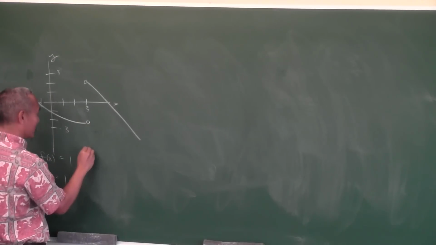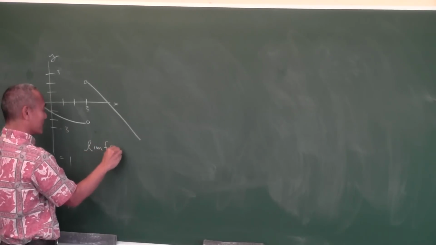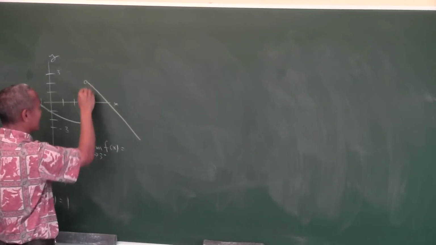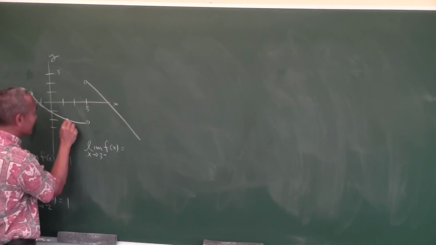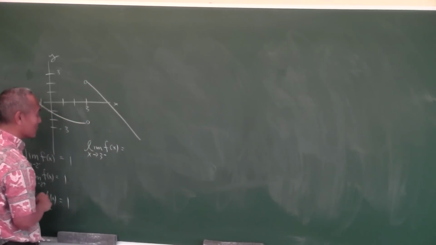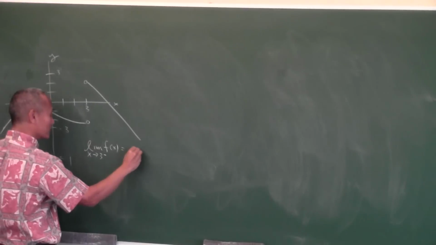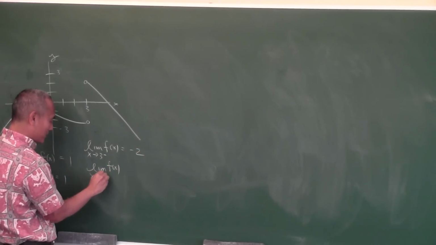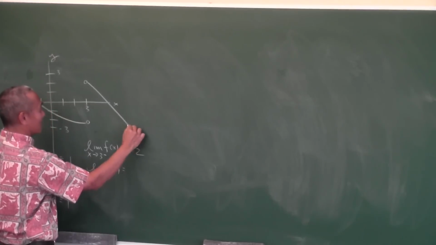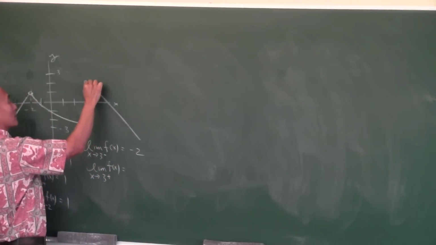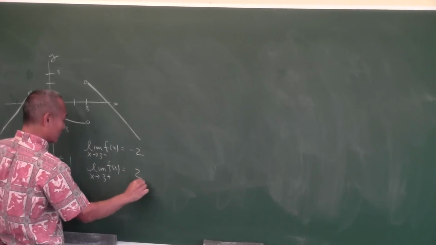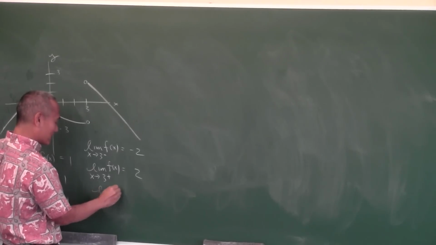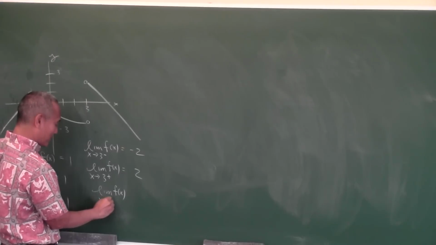Okay, now let's move on over here. What's the limit of this function as x approaches 3 from the left side? Okay, here's x equal 3. Coming from the left, the y coordinates are getting closer to what? -2. What is the limit of this function as x approaches 3 from the right side? Okay, now coming from the right side, the y coordinates are getting closer to +2. So this is the left-hand limit, this is the right-hand limit. So therefore, what is the limit of this function as x approaches 3?